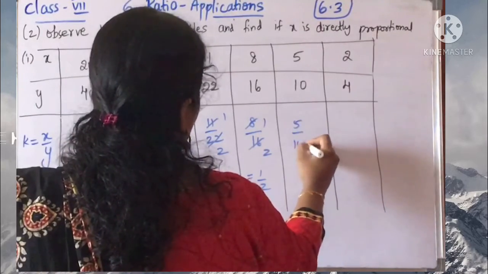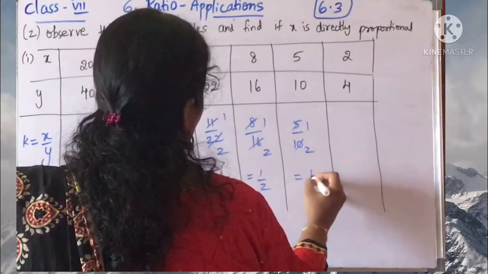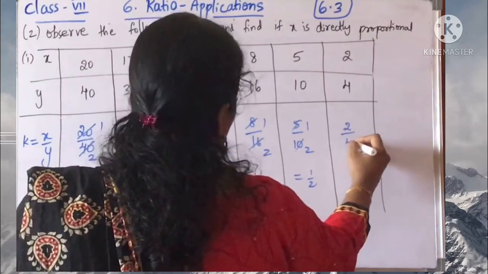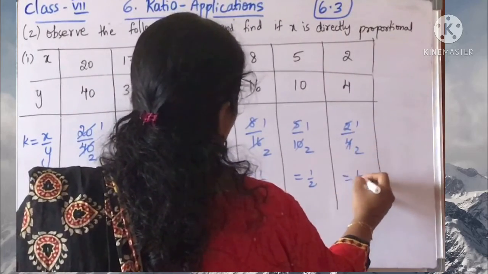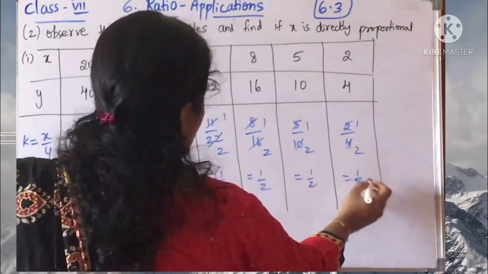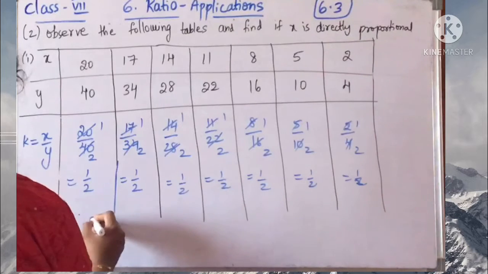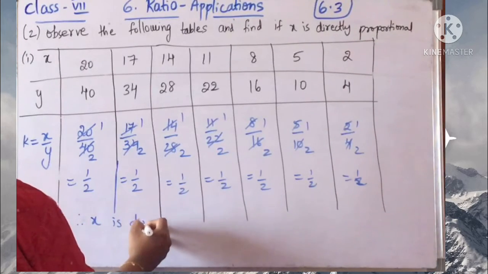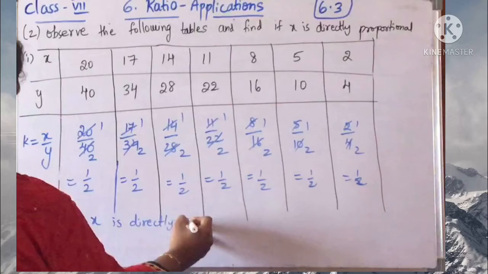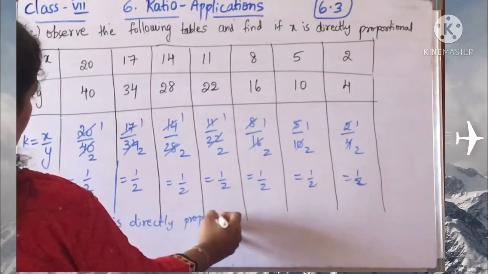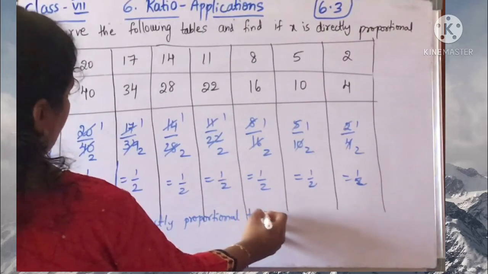Next, 5 by 10: 5 1s are 5, 5 2s are 10, so 1 by 2. And 2 by 4: 2 1s are 2, 2 2s are 4, so 1 by 2. So for all these values we got the constant as 1 by 2. Then here we can say x is directly proportional to y.